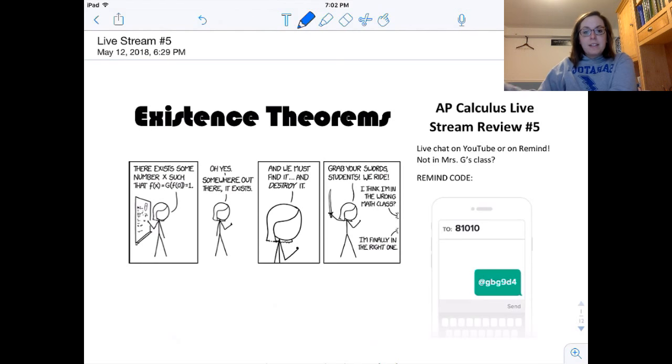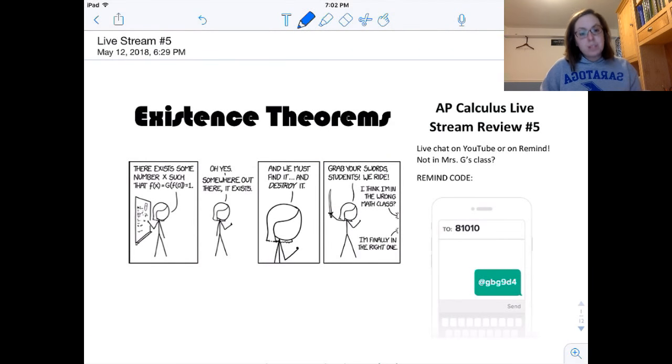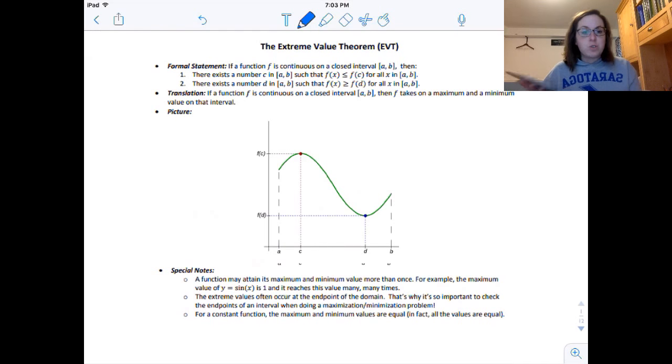And tonight we're talking existence theorems. So that's my goal, is to go through what are the major existence theorems, make sure we know them, and then just do a ton of examples trying to differentiate between when we use each. So we're going to start with the extreme value theorem. And the extreme value theorem is really related to extrema.